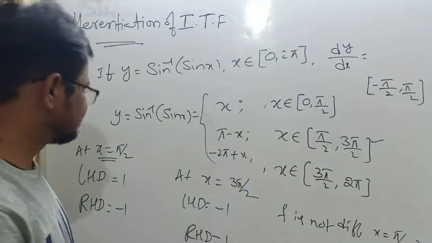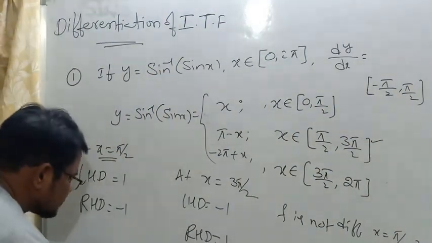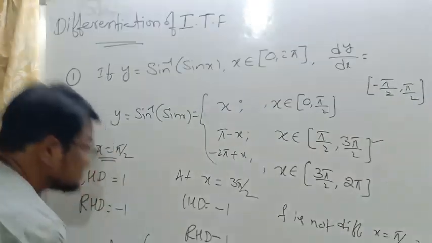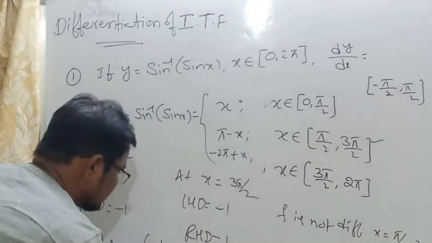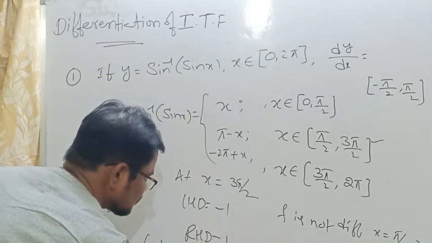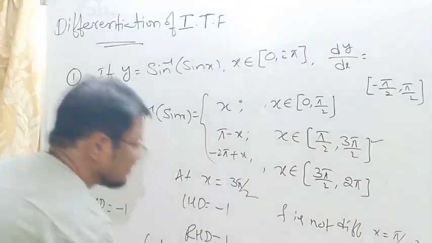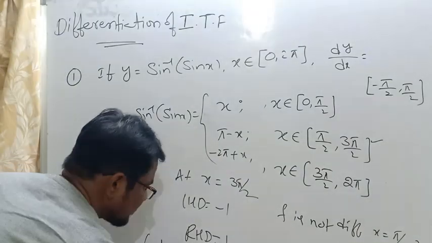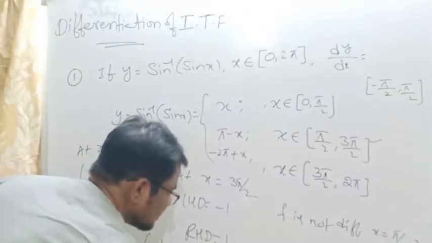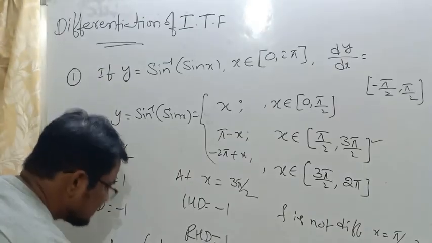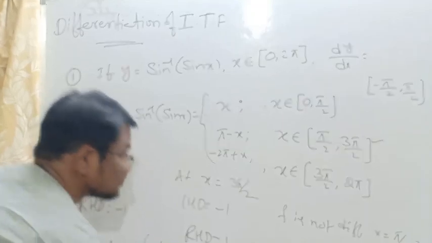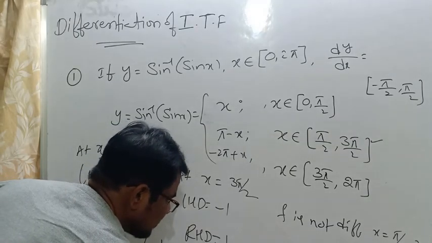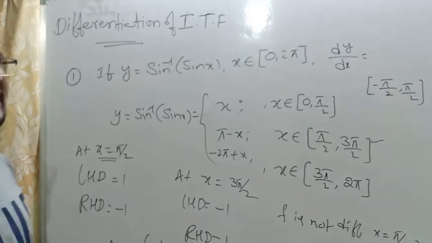So f dash of x, that is dy by dx, is 1 whenever x belongs to the closed interval 0 to open interval pi by 2, and minus 1 when x belongs to the open interval pi by 2 to 3 pi by 2, and again 1 when x belongs to the open interval 3 pi by 2 to closed interval 2 pi. This is dy by dx.